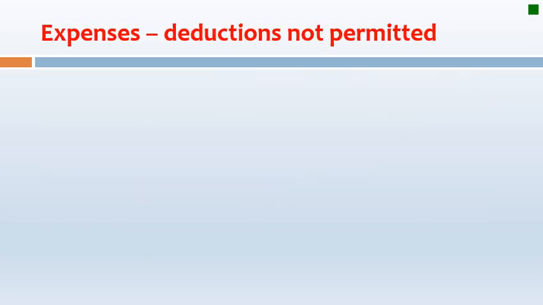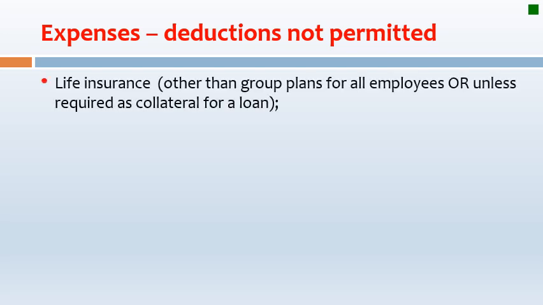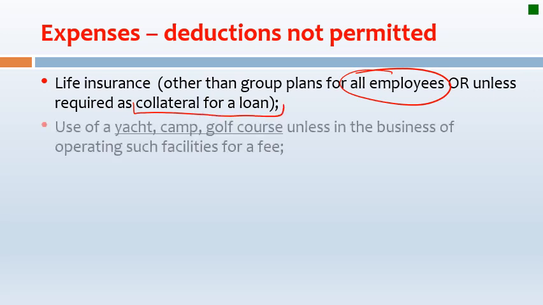Some other deductions that are not permitted for tax purposes but are for accounting are life insurance. So if as a corporation you are paying for life insurance for the CEO or the CFO or some employees, that's not actually a deduction you're allowed to make. If you are as a corporation paying for life insurance premiums for all the employees, or if a bank requires you to purchase life insurance as collateral for a loan, then yes, it is in fact deductible. Otherwise, this is a no-no.